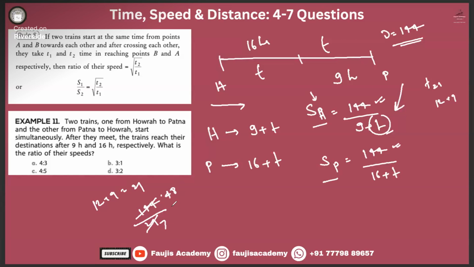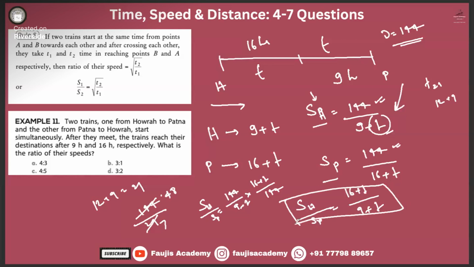So basically over here, speed of, let's say, Howrah divided by speed of Patna is equal to 144 by 9 plus t into 16 plus t divided by 144. So Howrah and Patna is equal to 16 plus t and 9 plus t. Okay. This is the speed. Now what? Just root under T2 by T1, they have said.